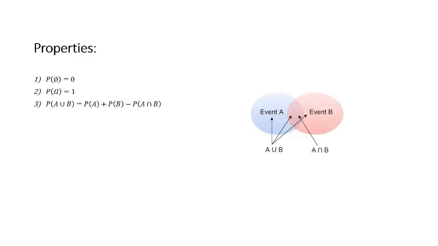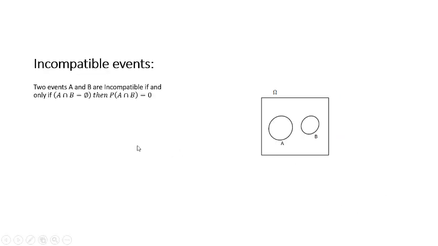Then we have two properties. Probability of phi, the impossible event, is 0. Probability of omega is 1. Probability of A union B equals probability of A plus probability of B minus probability of the intersection. Finally, incompatible events, or we call them mutually exclusive events, are events where there is nothing in common between them. The probability of their intersection is 0.